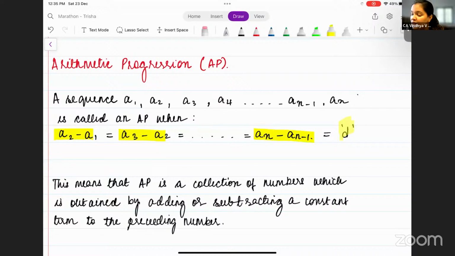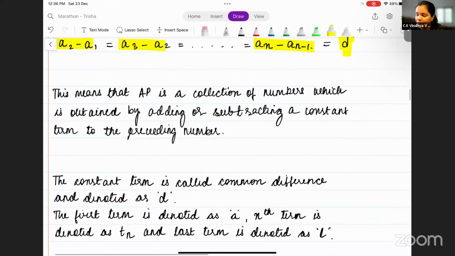So what is an AP? An AP is a sequence where the numbers are formed by adding something to the preceding number. An AP is a collection of numbers which is obtained by adding a constant term to the preceding term. Now, this constant term is called the common difference and it is denoted with D. It is one of the scoring chapters, AP and GP.